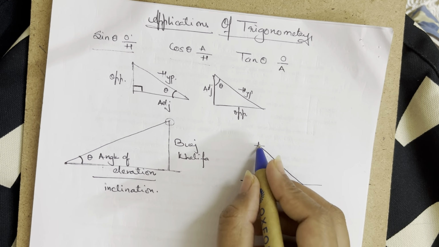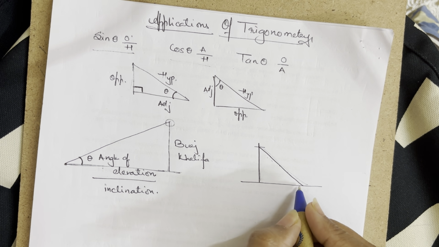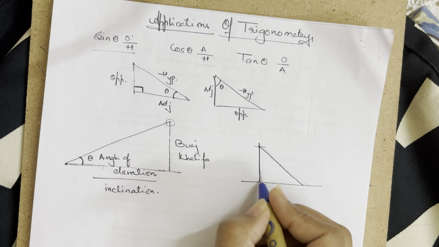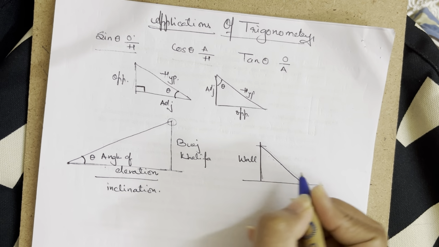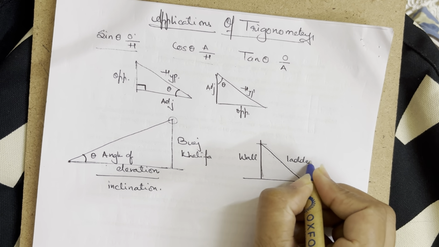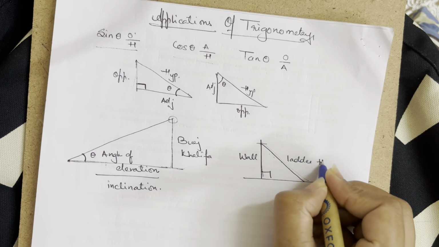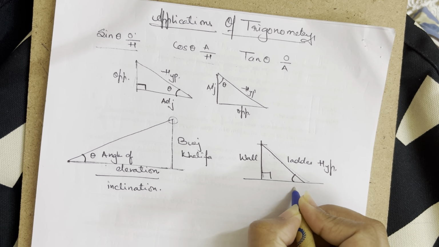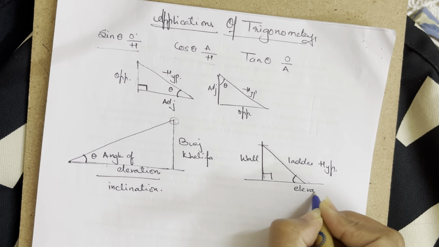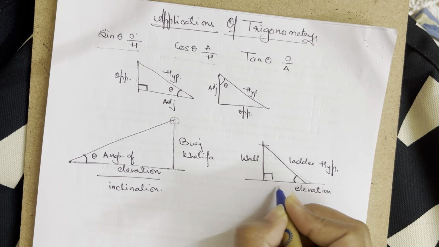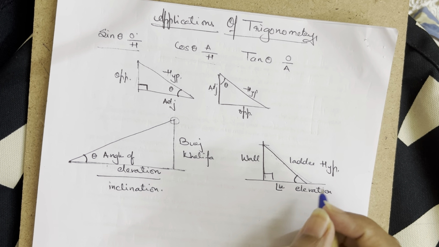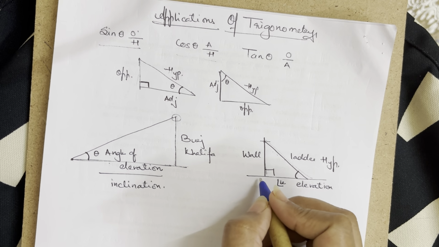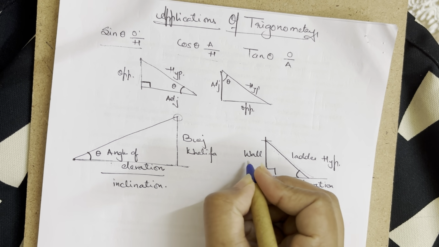So here again, if you look at this figure, it appears to be a right angled triangle, and this is the wall. This is the wall, this is the ladder. Now this ladder is at the position of a hypotenuse, and this angle is called the angle of elevation. This is the angle of elevation. And this is the height of the wall.